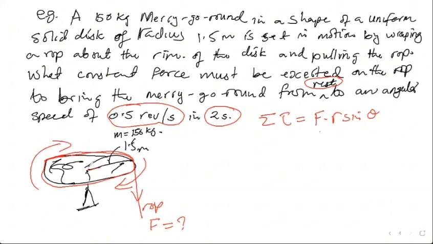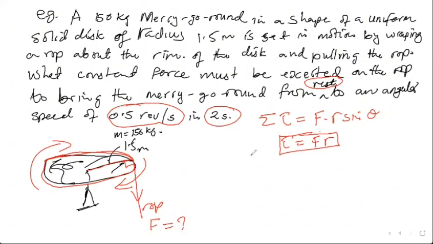Now, any radius of a circle makes an angle of 90 degrees with the tangent. So when we put 90 degrees here, this torque simply becomes equal to FR, because sine 90 is equal to 1. So this is how much torque is being produced by the force that is being applied.